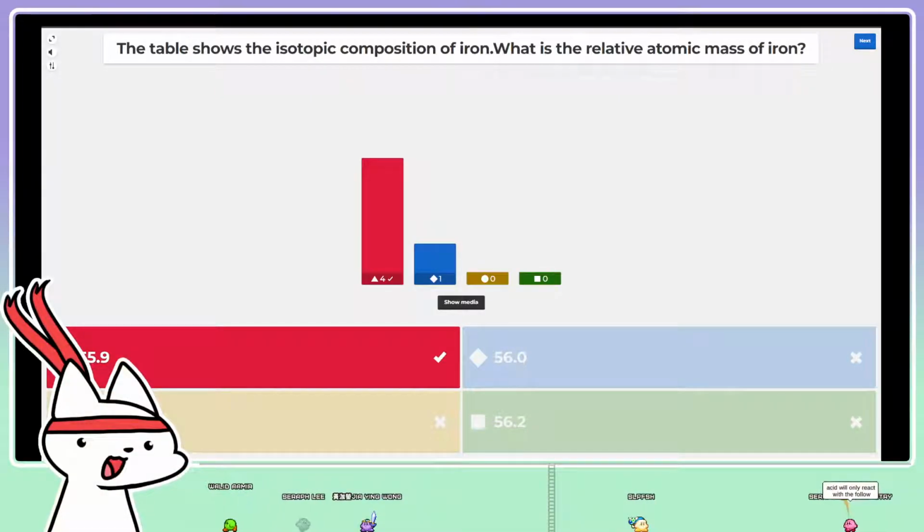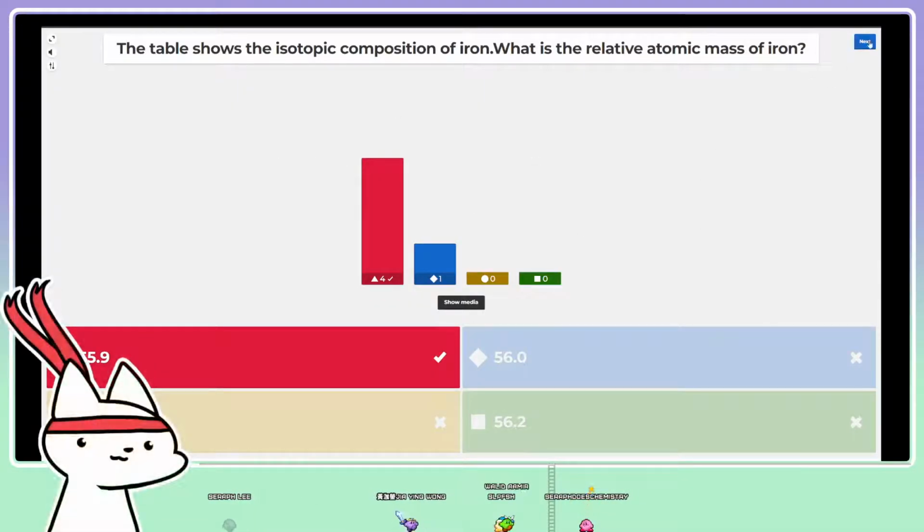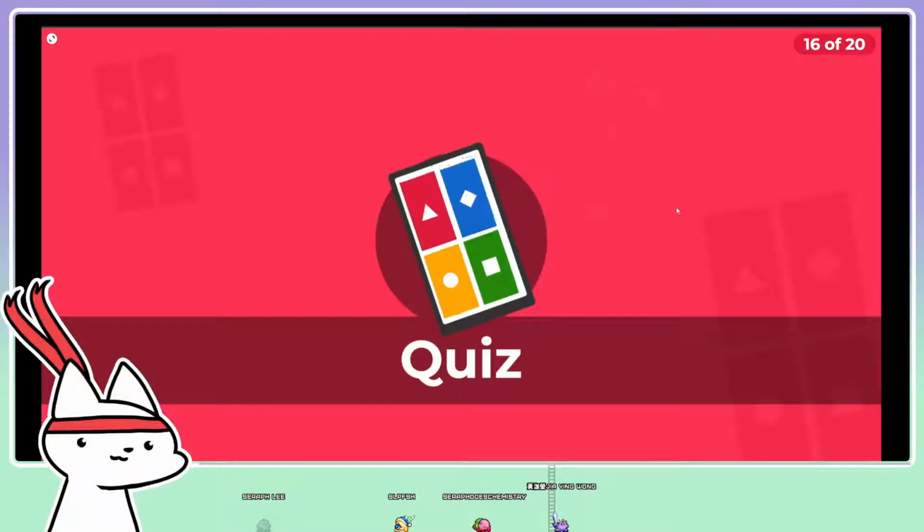Okay, so in this case, it's all about calculation. You take 54 times 5.8 over 100, 56 times 91.6 over 100, 57 times 2.2 over 100 plus 58 times 0.4 over 100, and add everything up, you should get 55.9. Okay, feel free to try in the future. You should have access to the question after the stream as well. So feel free to try. If not, ask me questions anytime. That would be good.